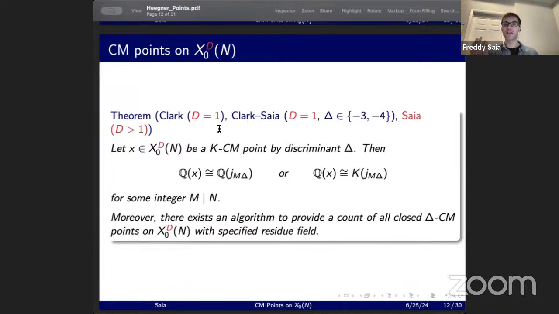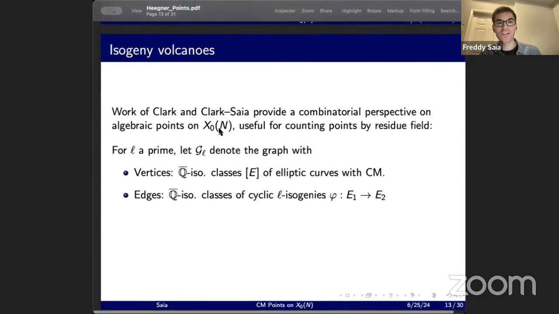So I'll tell you a little bit about those methods now, mostly because I want to give you this extra vantage on CM points that it affords. And this is the vantage of isogeny volcanoes. So what do we do in this work? We provide, in some ways, a combinatorial perspective on CM points. When I say algebraic points, I should say CM points here, which is useful for getting an algorithm of the sort I mentioned on the previous slide.